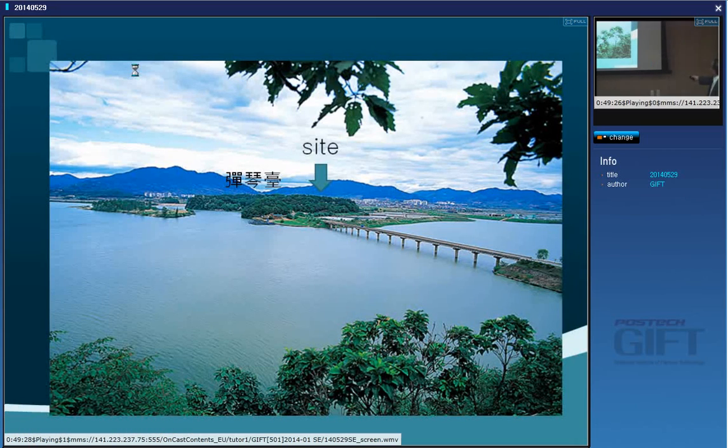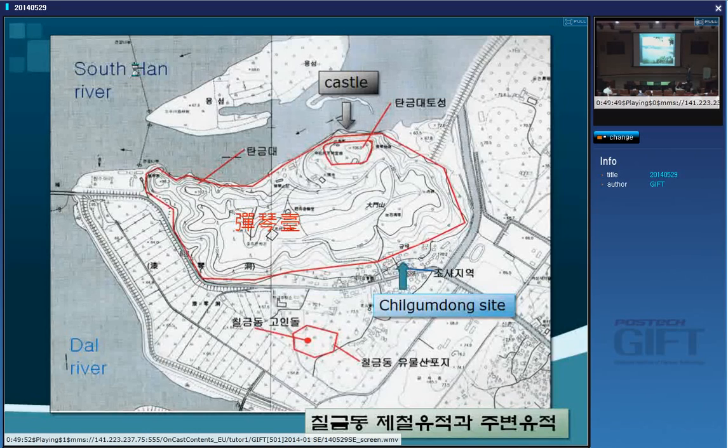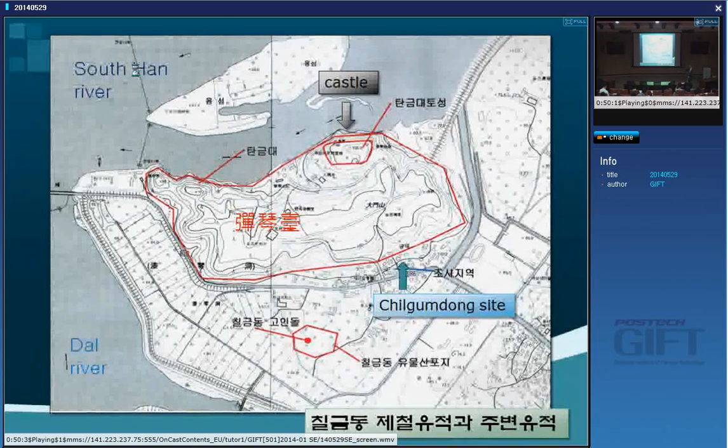Very beautiful scene. This is the South Han River, and this is the Talcheon, the branch of the Han River. This is Tangeumdae. This place, the Chilgeum-dong site. Here is the excavated area, and the Tangeumdae. Do you know Tangeumdae? Do you know Uruk?